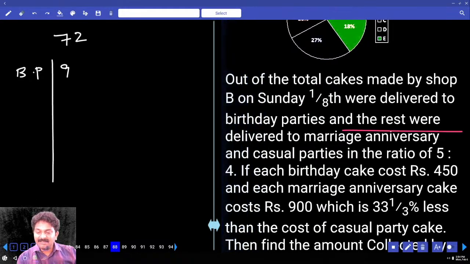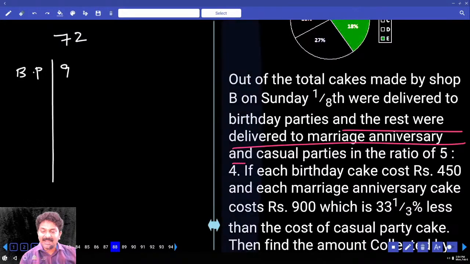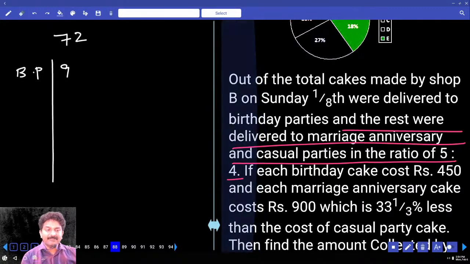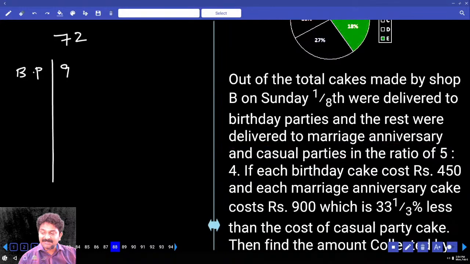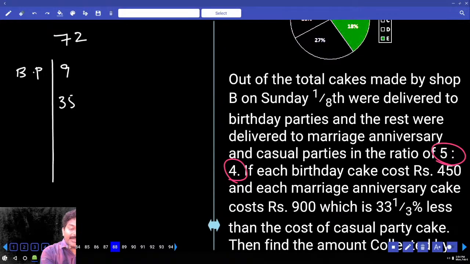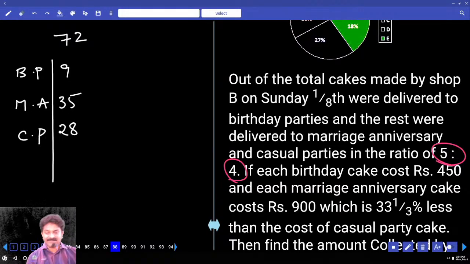The rest were delivered to marriage, anniversary and casual parties in the ratio 5:4. How many are left now? 63. 63 is divided into how many parts? 9 parts. 1 part? 7. 5 parts? 35. 4 parts? 28. Now they are sent to marriage, anniversary and then casual parties.